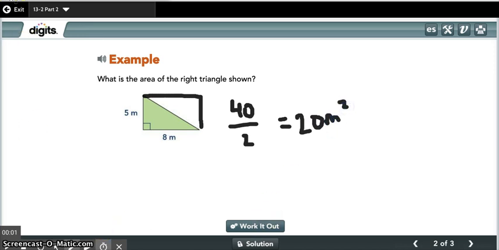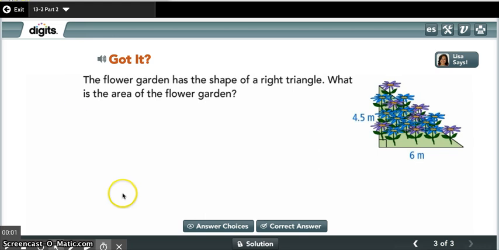Let's go ahead and try the got it. Try the got it on your own and then come back to check your answer.